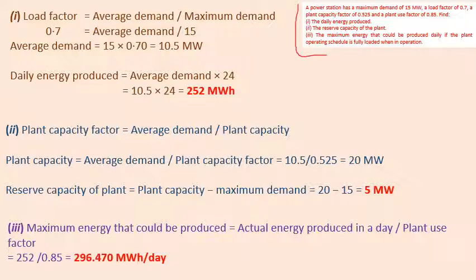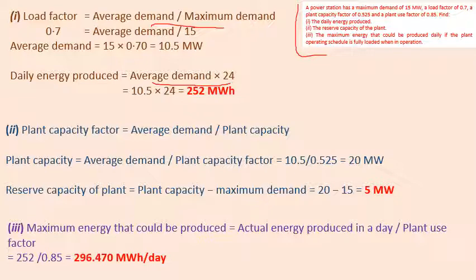So first thing we have to calculate is the daily energy produced. The daily energy produced is equal to average demand into 24 hours. First we have to calculate average demand, and for average demand we use the load factor formula. The load factor is equal to average demand divided by the maximum demand. So load factor is given 0.7, average demand we have to calculate, and maximum demand is given 15 megawatt.